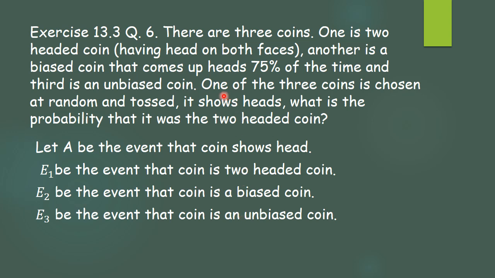Now what have they given? One of the 3 coins is chosen at random, so we can select any one of them. All the 3 will have equal probabilities. The coin is selected at random, so the probability of E1 is 1 by 3, E2 is also 1 by 3 and E3 is also 1 by 3.